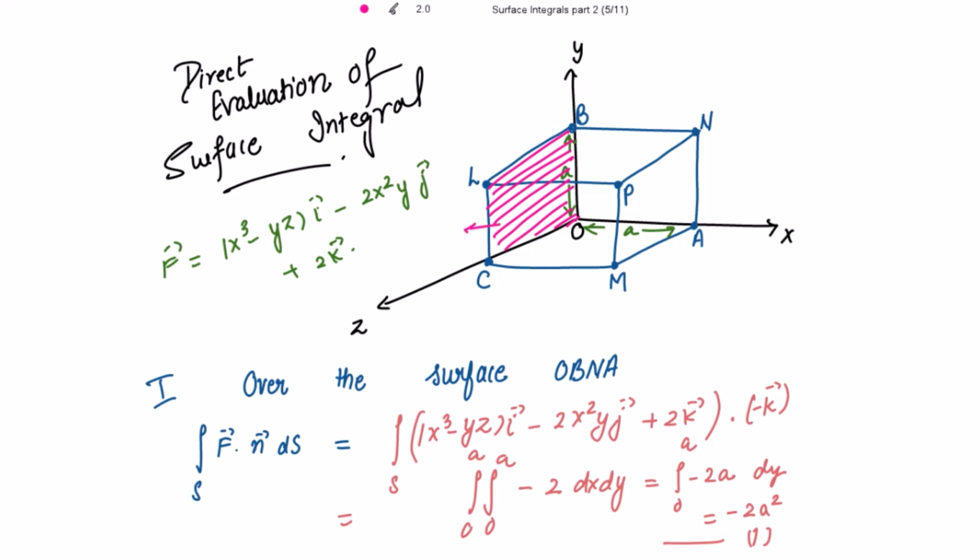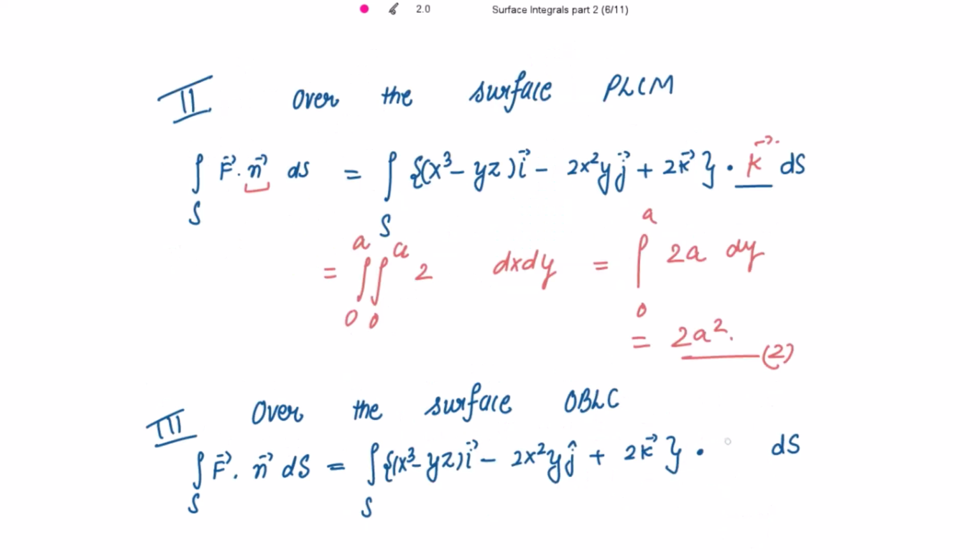And now calculating the surface integral over the surface OBLC, that is this one. And the unit outward drawn normal to this surface is along the negative x-axis. So n vector is minus i vector. And for this surface, we are taking ds to be equal to dy dz, right? So here n vector is negative i vector. So this is equal to the double integral.